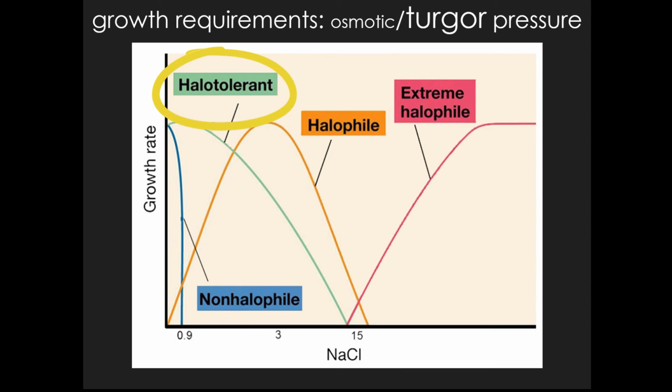Halotolerant organisms do not prefer a high salt environment, but like the aerotolerant anaerobe can tolerate a high salt environment. So they grow best in a non-halophilic environment, but they can grow in fairly high concentrations of salt. Extreme halophiles grow, thrive, require concentrations of salt that get toward the saturation point of salt in water, right? So they can grow at 30% salt, and it doesn't get any higher than that. If the salt concentration gets any higher than 30%, the salt comes out of solution as crystals.